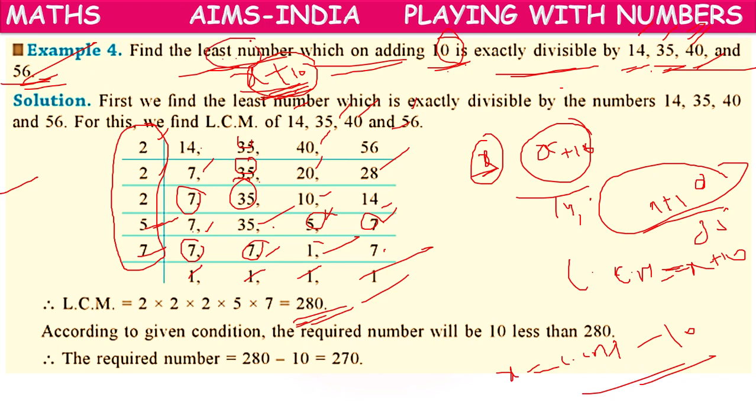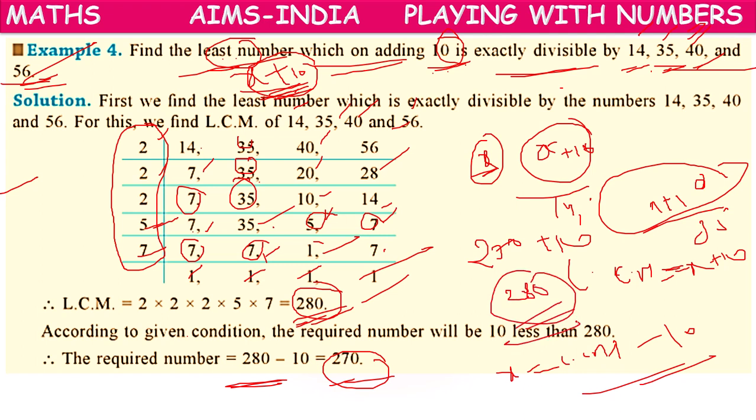But we need a number which on adding 10 is divisible by all these numbers. But this 280, without adding 10, it is divisible by all these numbers. Means our required number is 10 less than this one. 280 minus 10, 270. So our number is 270. If 10 is added to it, it will become 280 and it is divisible by all these numbers exactly. Okay, children?